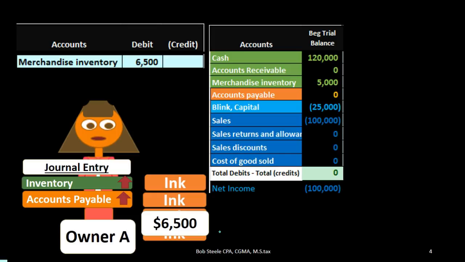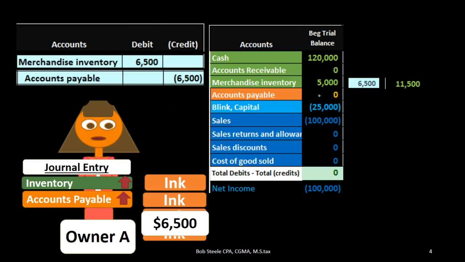If we post that out, we previously had $5,000. We're doing the same thing to it, a debit of $6,500, bringing the balance to $11,500. Then we haven't yet paid for it with cash. The credit will then go to accounts payable. That's the IOU for the same amount, $6,500. We have zero in accounts payable. It's a credit balance account, however, and it's going to go up in the credit direction to the credit of $6,500.